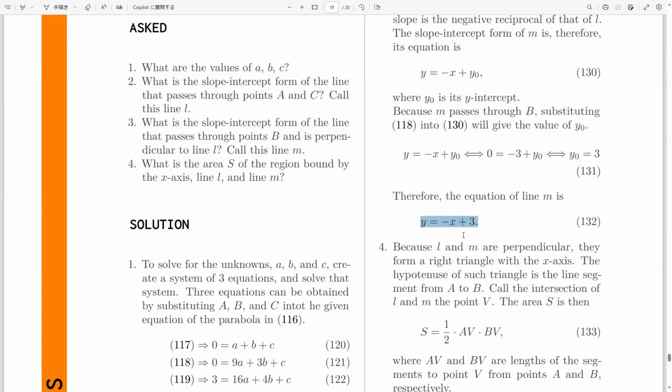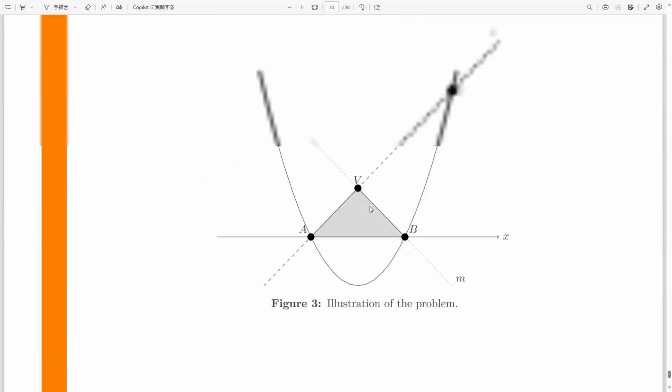Okay, so we are now done with number 2, number 3, and now the fourth one here is asking us to find this area here. What do we know about this triangle here? We know that this is 90 degrees here because line L is perpendicular to line M. So we have a right triangle here.